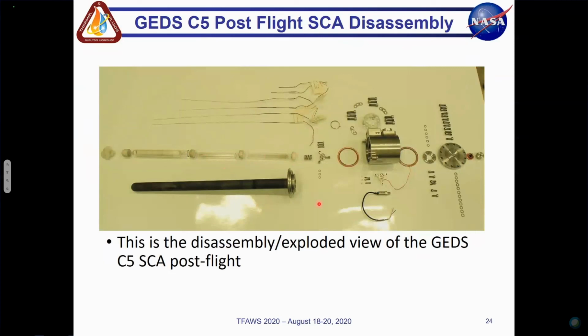All right, we have a question from the chat. What do you suspect was off-gassing: dissolved gases, trapped gases, or some sort of reaction?